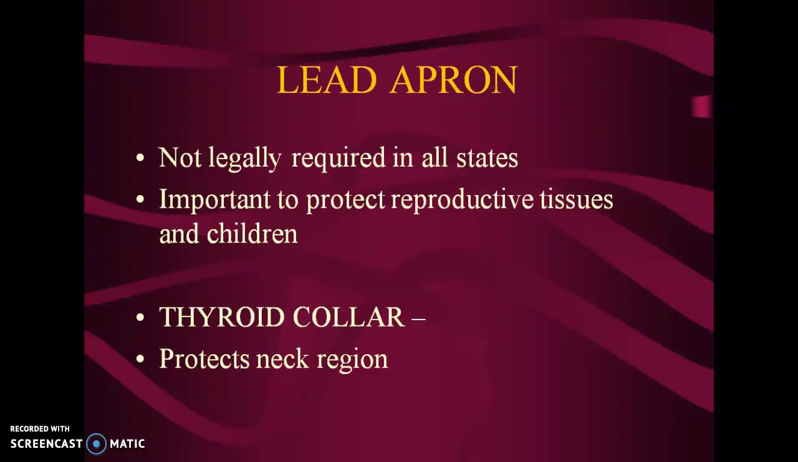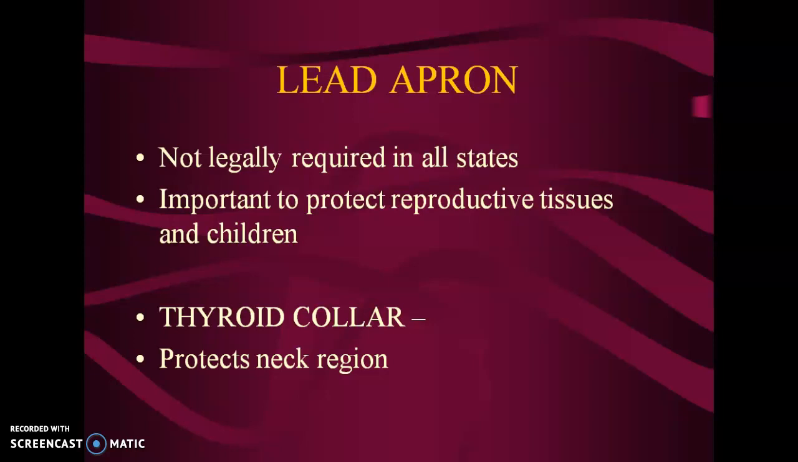Okay, and this is just a little information about the lead apron. It's another safety feature. It's not legally required in all states, but it is an important method of protecting the reproductive tissues and protecting children. With the thyroid collar, you won't always use the thyroid collar. When you take panoramics, you're definitely not going to use the thyroid collar. But it does protect the neck region from exposure to the x-rays because the thyroid gland is very sensitive and a lot of your lymph nodes are very sensitive.